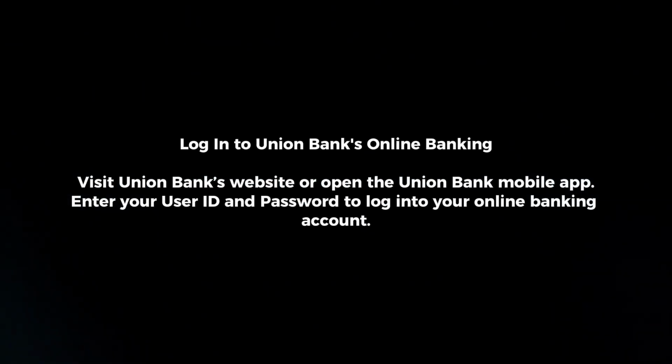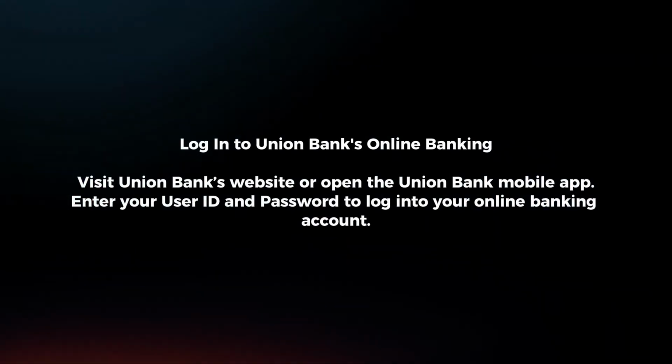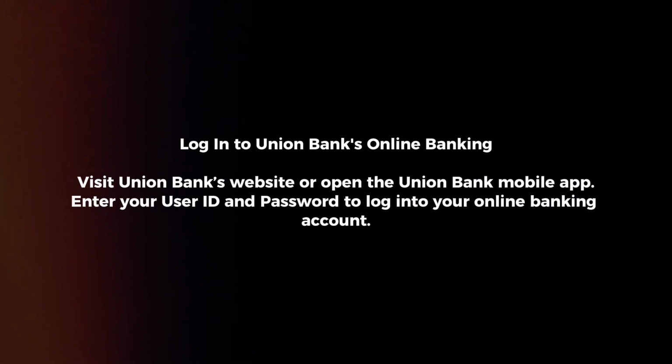To use a virtual credit card with Union Bank, follow these steps. Log into Union Bank's online banking. Visit Union Bank's website or open the Union Bank mobile app. Enter your user ID and password to log into your online banking account.